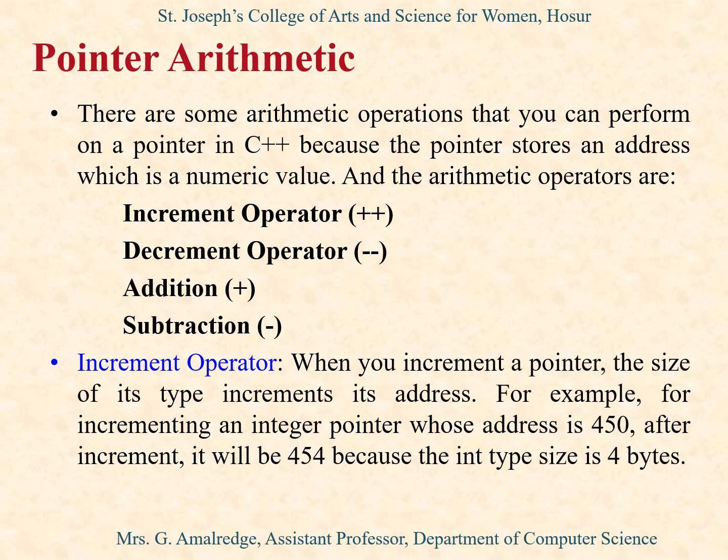When you are using this increment operator, it increments a pointer by the size of its type, that is, it increments its address. For example, for incrementing an integer pointer whose address is 450, after increment it will be 454 because the size of int is 4 bytes.